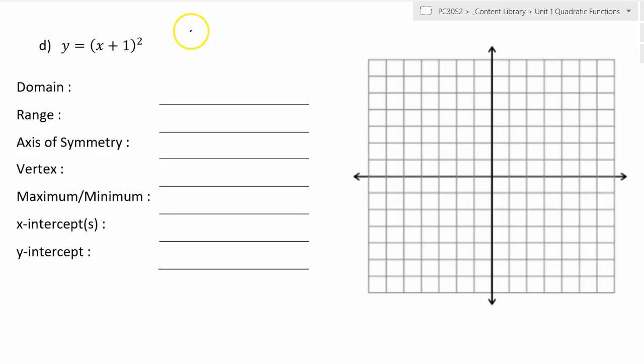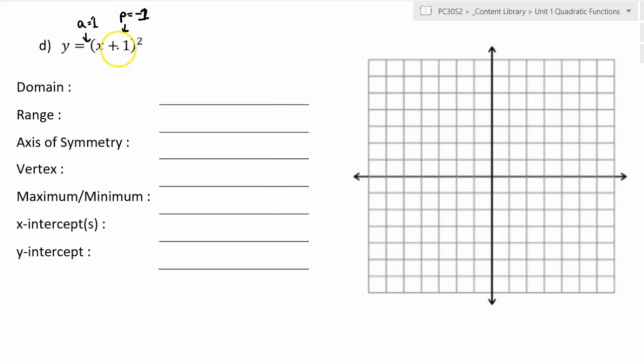So example D looks a little bit different in terms of the equation that we're working with. So again, we want to just start by identifying A, P, and Q to help ourselves out. A is still 1. There's nothing out in front. But P is now -1.